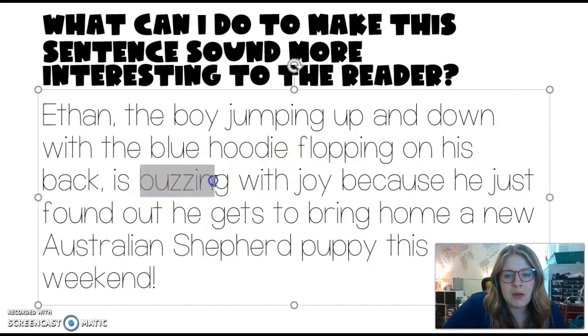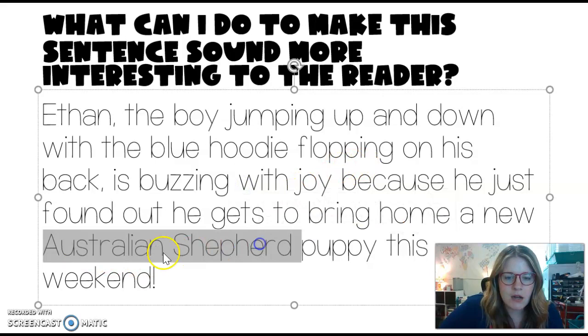He's buzzing with joy. That's a sensory detail that appeals to the sense of touch. Like whenever your phone buzzes and you feel that in your hand, that could be a touch sensory word. It could also be a sound sensory word. So that's something that we added there. And I'm also telling the reader it's an Australian Shepherd puppy.